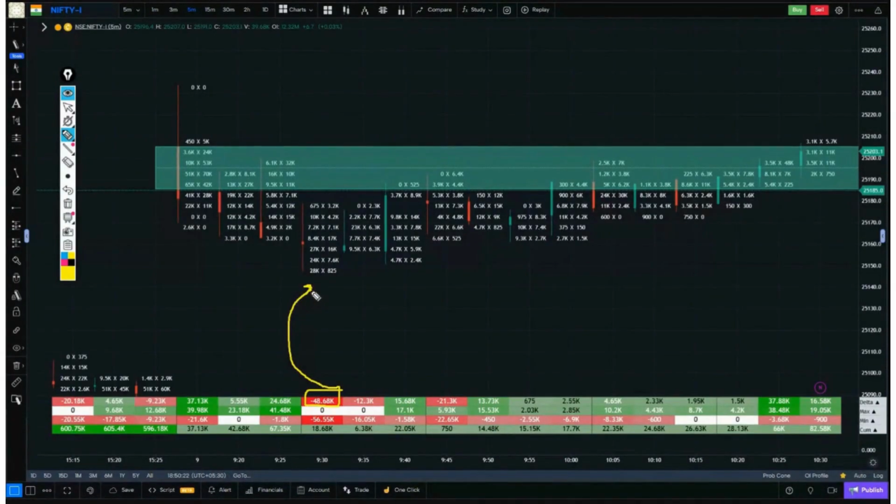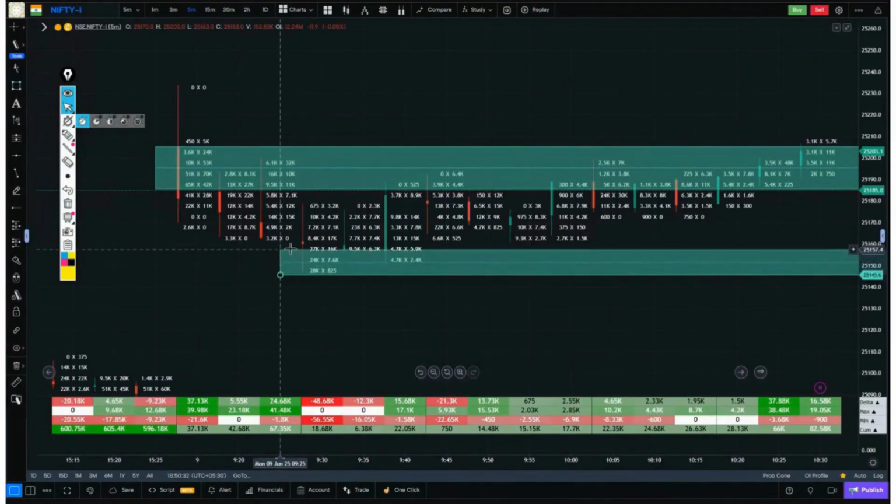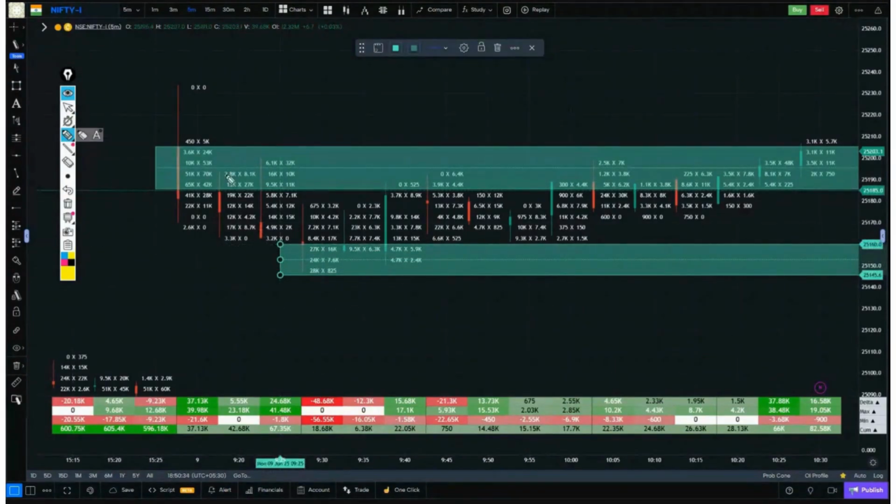What did the delta indicate? That in this particular candle, there are more sellers. How many more? 48,000 sellers. On which side? The left side. Go to the sellers' side and mark the spot where the most selling happened. Look at this. Selling around 600, 10,000, 7,000, 8,000, and see this, 27,000, 24,000, 28,000. This means this is the zone where the most selling has happened.